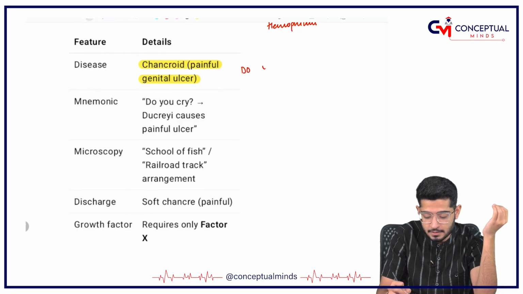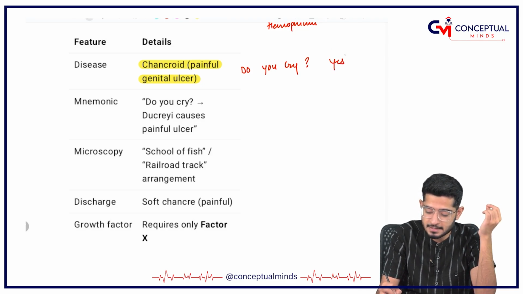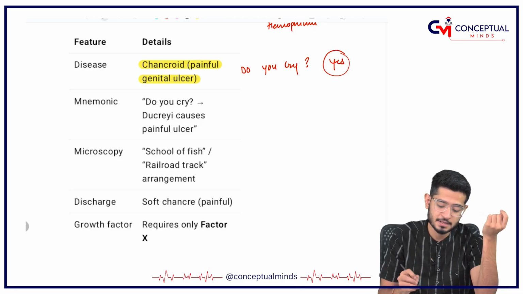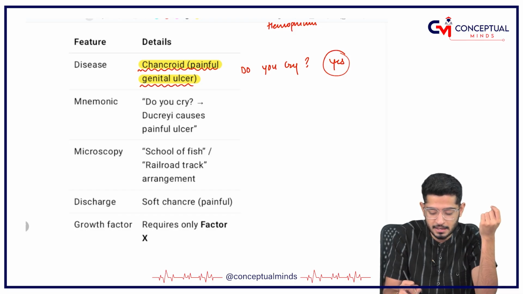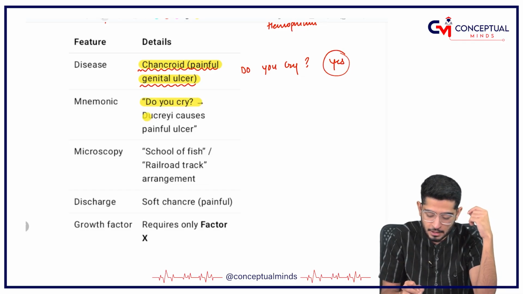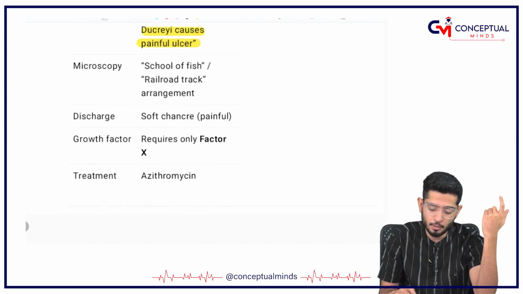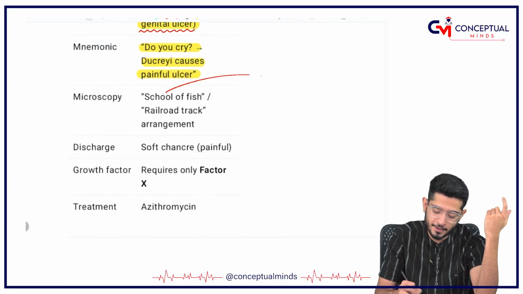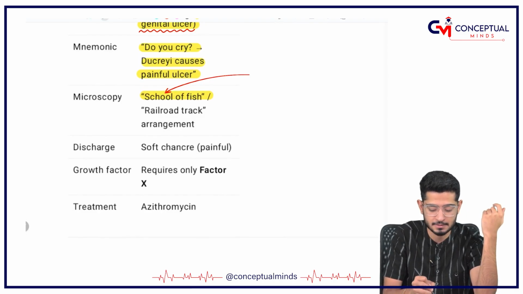Haemophilus ducreyi, do you cry? Haemophilus says yes. I asked why? It says it is a painful genital ulcer. So the cry is because of pain. See here, the mnemonic I have written, ducreyi, means it's a painful ulcer. Now, why is it crying? Because it has to go to school. So, school of fish appearance.